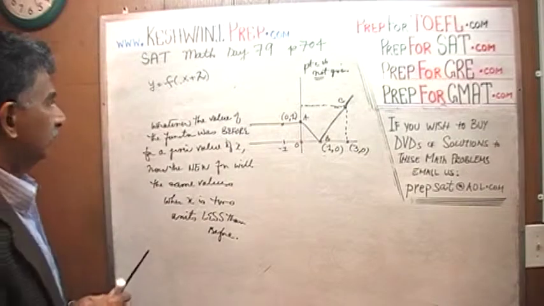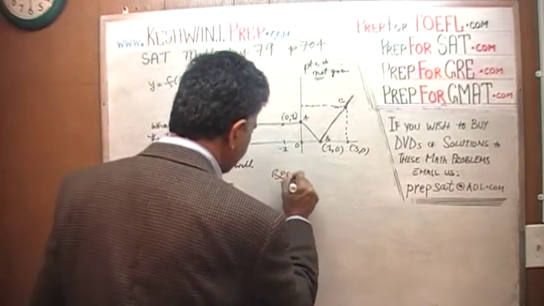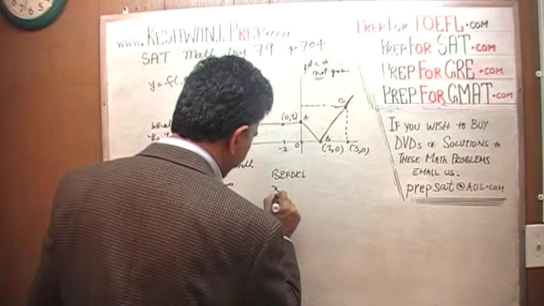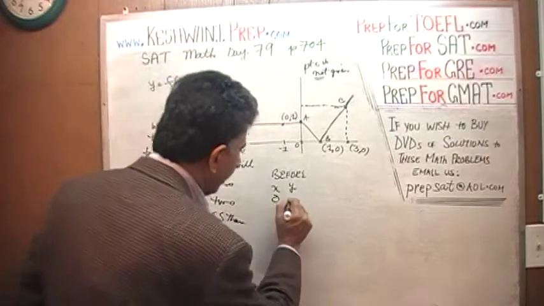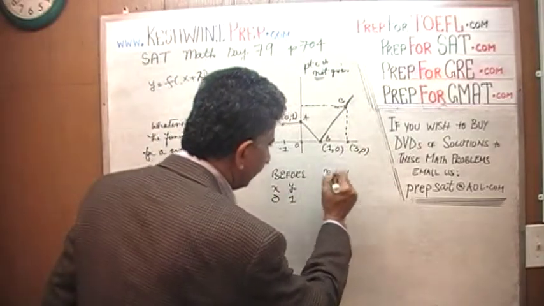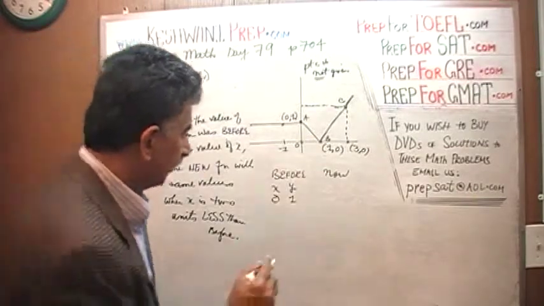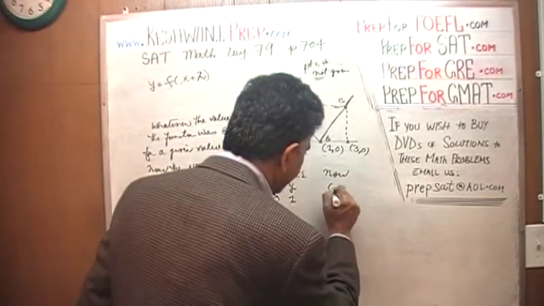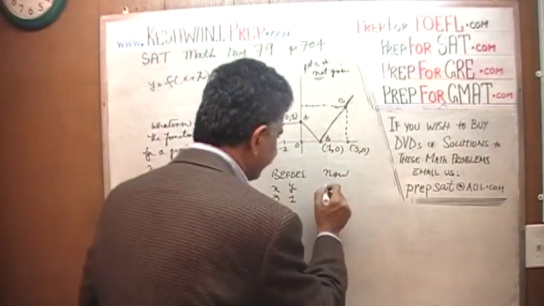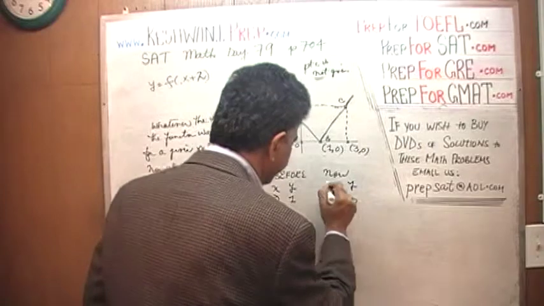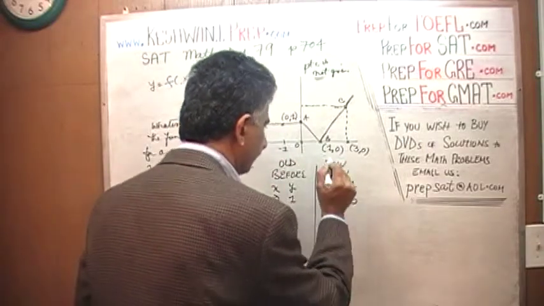For example, before, when x was 0, y was 1. Now, the same exact thing will happen 2 units earlier. Instead of x being 0, now x will be negative 2, and the y will be 1. So this is our old function, the original function. This is our new function.